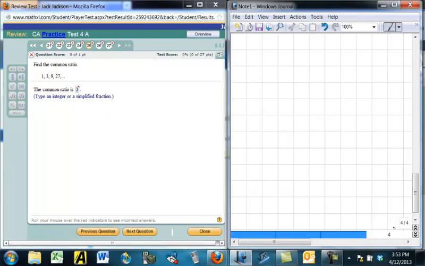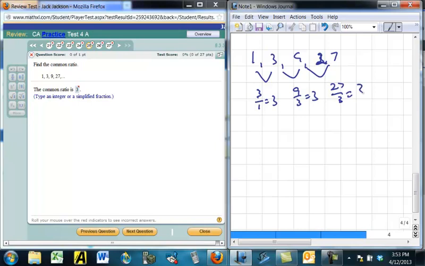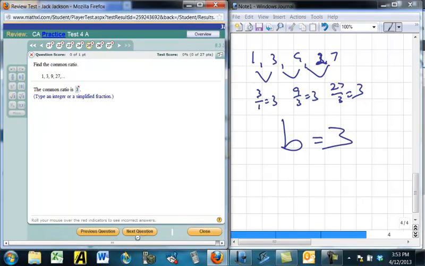Alright, here we have a sequence. Does it have a common ratio? And if so, what is it? Well, for the common ratio we divide. So 3 divided by 1 is 3. 9 divided by 3 is 3. 27 divided by 9 is 3. And so our common ratio, which I always call b, is 3. And so that's the common ratio.